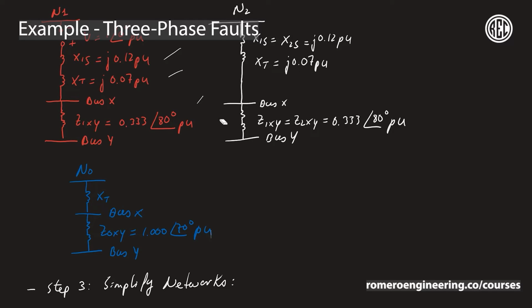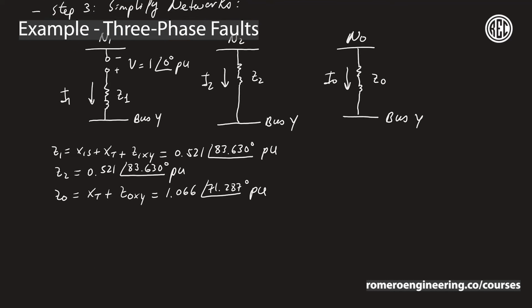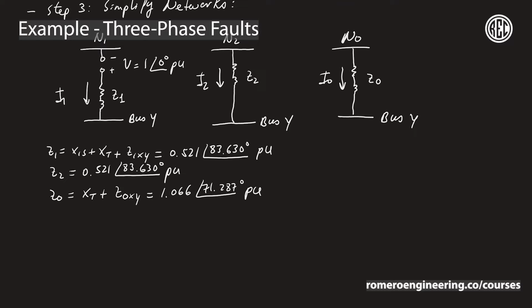So I'm not gonna repeat that at the bottom, but essentially you can get those numbers from here. And again, using these equations over here at the bottom. So now we have a simplified network, or rather a simplified version of the sequence networks. Now we can do our interconnections based on the type of fault that we're trying to analyze.